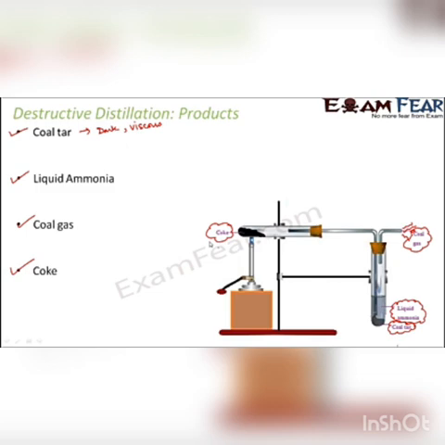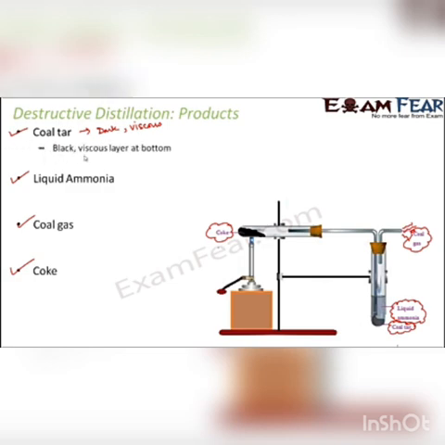Now you might say that I have been telling since that time that these are useful products. So how are they useful? In what way can we use them? We will discuss the uses of each of these components which we get as a result of destructive distillation of coal. But before that, let us have a quick review of the various components which we received here.